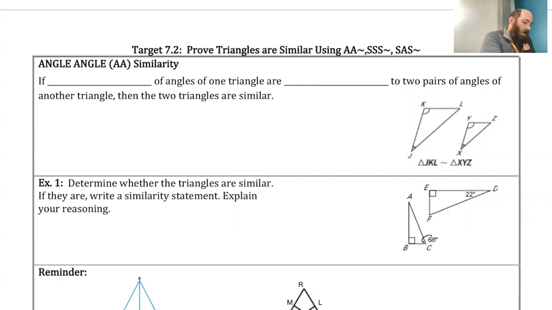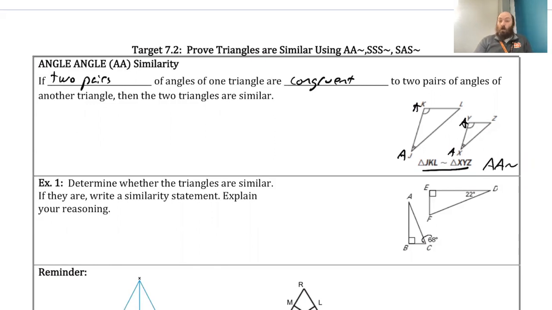If two pairs of angles of one triangle are congruent to two pairs of angles of another triangle, then the two triangles are similar. So we look at this right here. I have a pair of angles here and a second pair of angles here. So therefore, this is true because of angle-angle similarity. We don't need the third angle because if you remember from Unit 6, the third angles theorem already states that these two are congruent to each other. So as long as two pairs of angles match up between the two triangles, we have similar triangles.